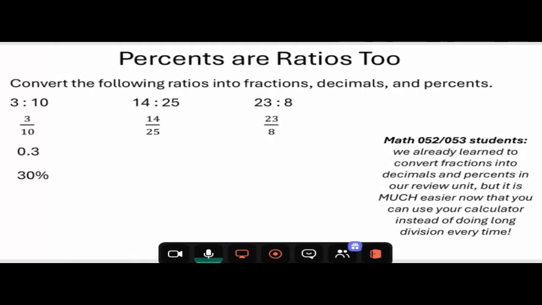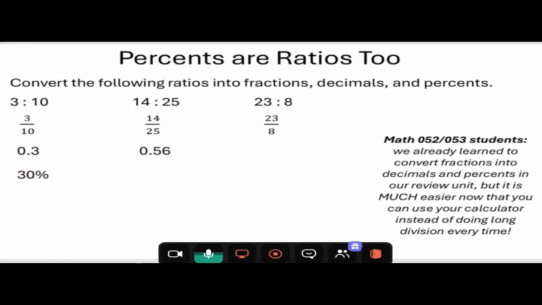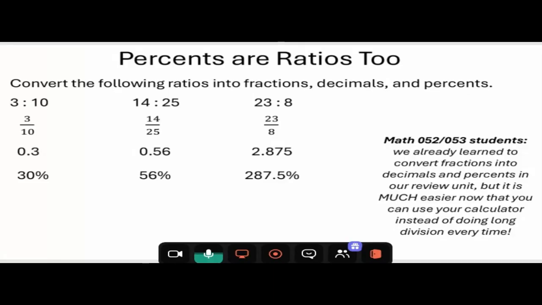14 divided by 25, again, if we punch that in or do the long division, we get 0.56, which is, move the decimal twice, 56%. 23 divided by 8, you get 2.875. Move the decimal 2, 287.5%. So again, much easier to turn fractions to decimals and percents once you have the use of a calculator, for sure.